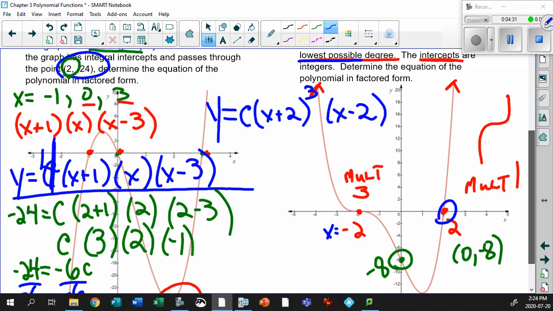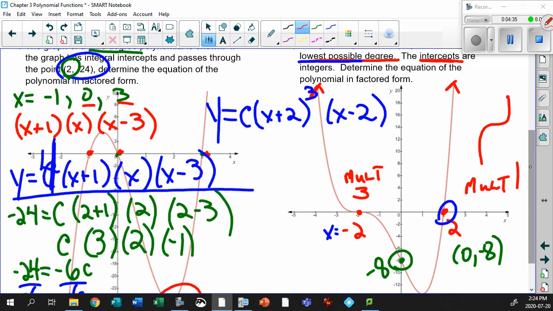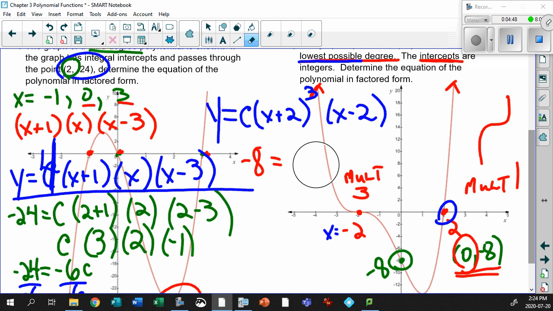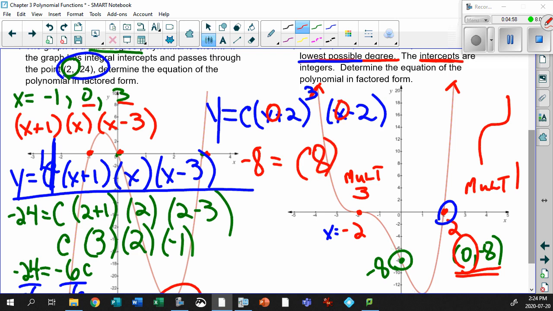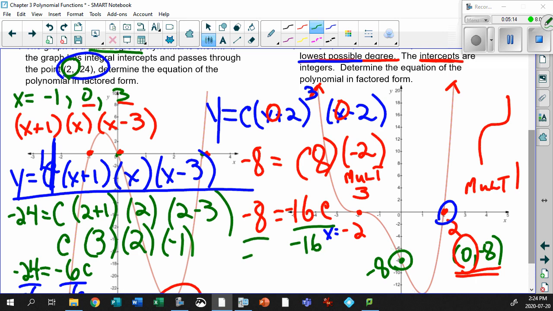Now we've got to find the C value. That's easy, because think of the point that I'm going to use: -8 equals C. Your x value is going to be 0, so put a 0 in here. 0 plus 2 is 2, and 2 cubed is 8. Put a 0 in here: 0 minus 2 is minus 2. So 8 times -2 is -16. So this is -8 equals -16 times C. Divide both sides by -16. Look at that, your C value actually equals 1/2.